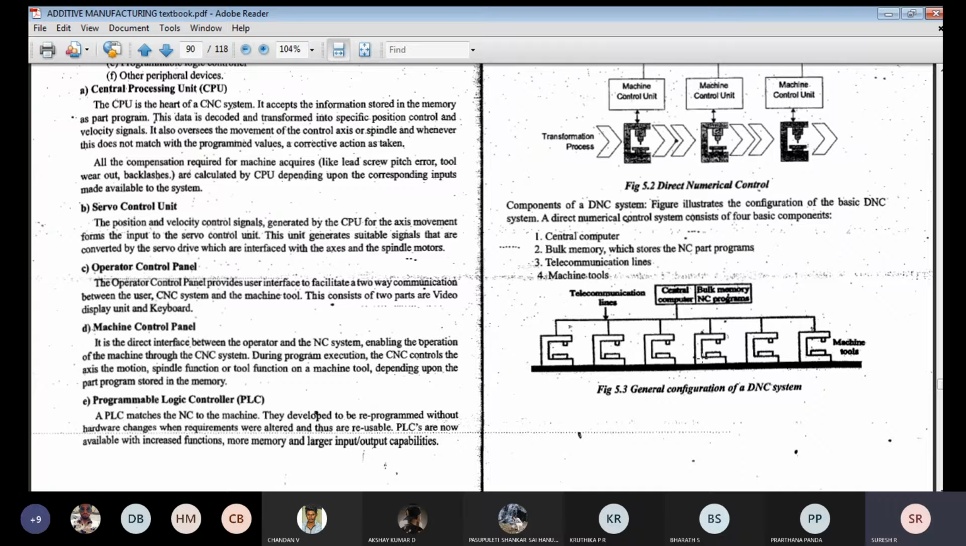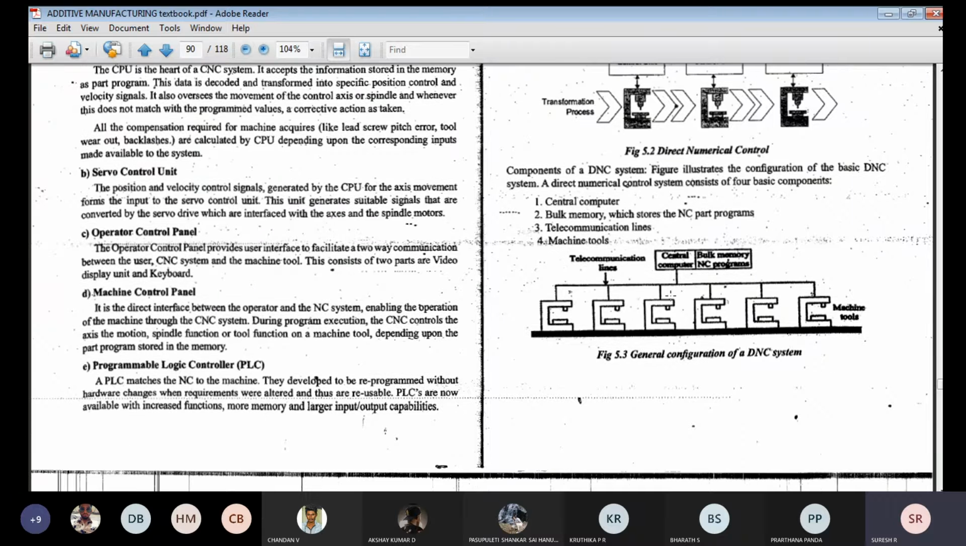So you guys can give the explanation in your own words. Okay. So that's what the explanation has been given. They give the applications of the DNC system. Okay. So that is more than enough.